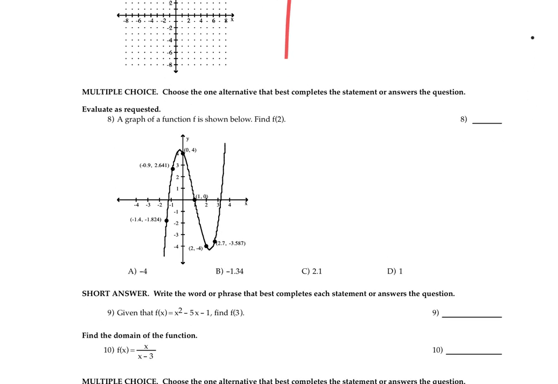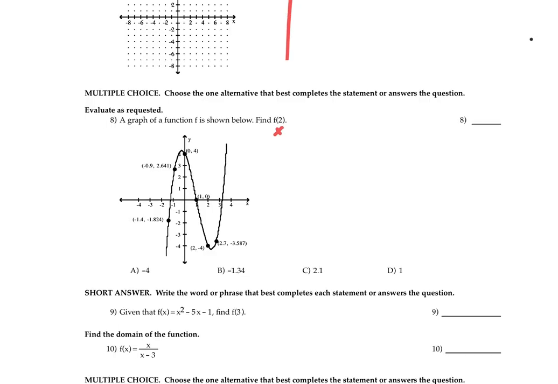Number 8, remember that 2 is your x value. It's saying, let's evaluate this function at 2. What y value corresponds to 2? So if 2 is my x value, what is my y value? You've got to figure out what that y value is going to be. You're just looking at the graph. There's no equation to plug in there.